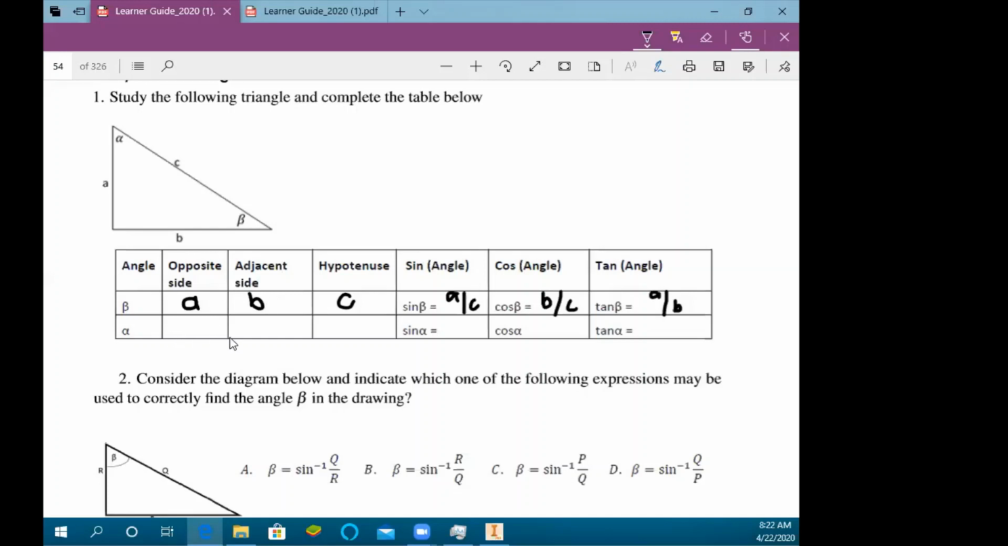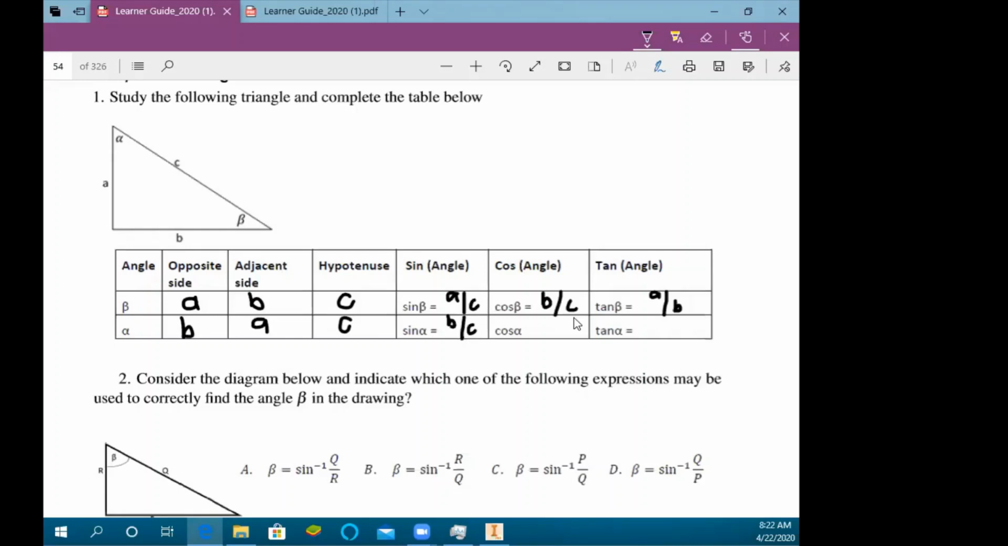Then let's move on to the second column, alpha. The opposite of the angle alpha, in this case, is B. Then the adjacent side of the angle alpha is A. The hypotenuse is the same, C. Then sine alpha is the ratio of opposite to the hypotenuse. In this case, opposite of alpha is B, and the hypotenuse is the same, C.